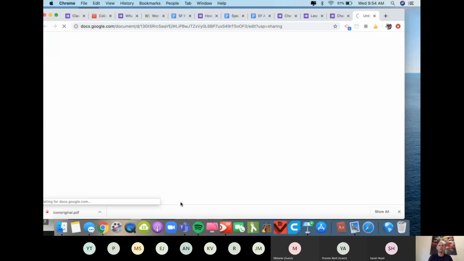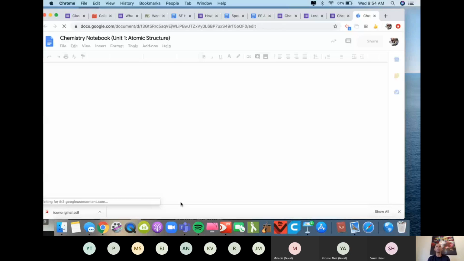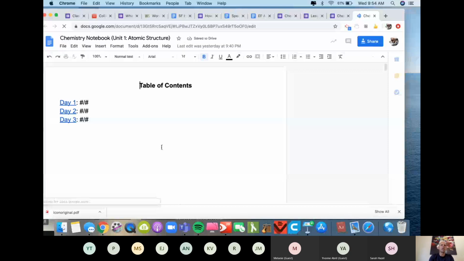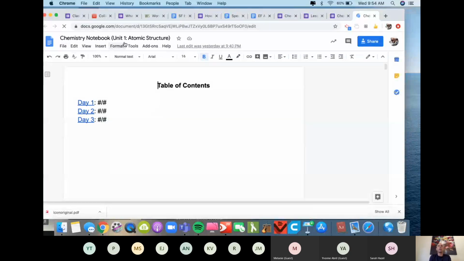So what I'm going to do is make this thing for each class. I'm going to make one of these notebooks for each class. In this case, this is Chemistry Notebook Unit 1, Atomic Structure. I'm going to turn it into a template and give it to the students, and that's what they're going to be using.